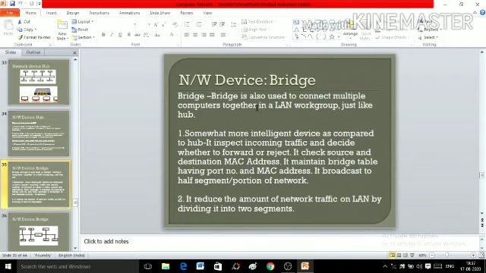Now let us discuss the next networking device, that is bridge. In the previous networking device, we know that hub always broadcasts the message. So hub does not pass on any message intelligently to the receiving end. Bridge is a somewhat more intelligent device as compared to hub because it will first of all inspect incoming traffic and then, on the basis of that traffic, decide whether to forward or reject.